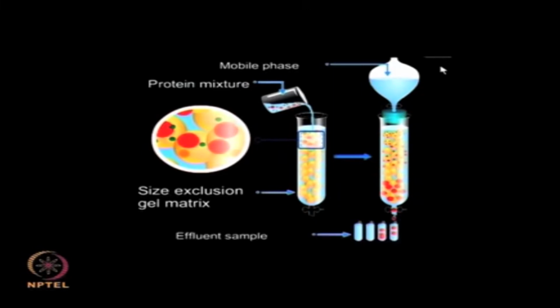Effluent sample fractions. The solution leaving the column is collected in suitably sized fractions. The initial fraction will contain only the mobile phase, while later fractions will have purified proteins.